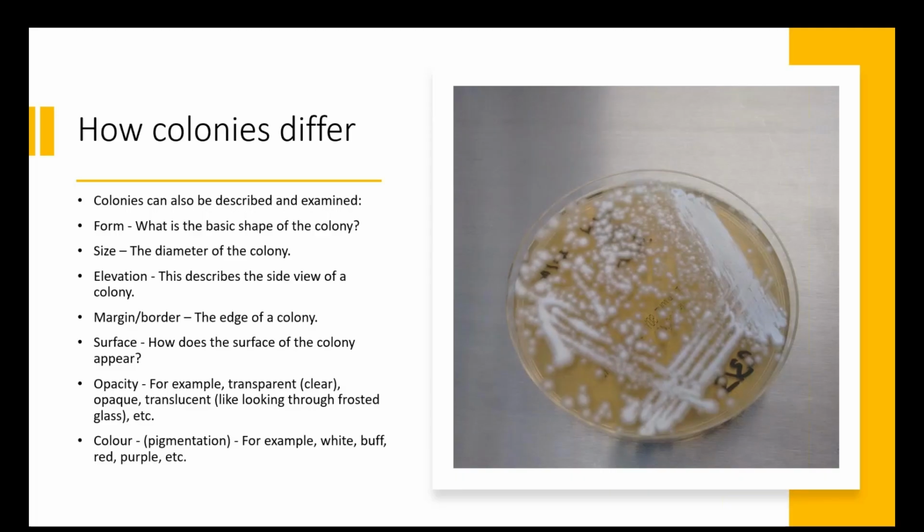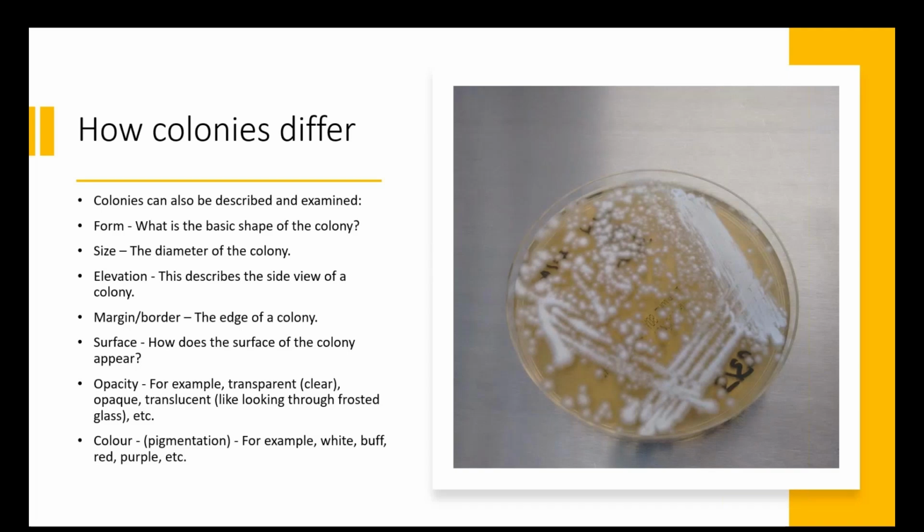And then we have the opacity of the colony, whether it's transparent or opaque or translucent. And then there is the colour, the pigmentation of the colony. Some colonies are white, some are buff, some are red, and so on.